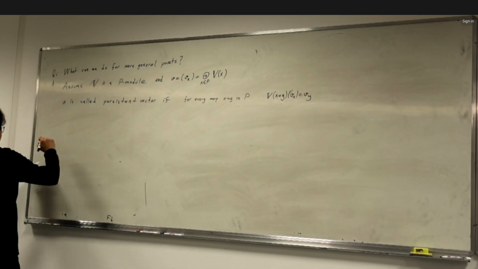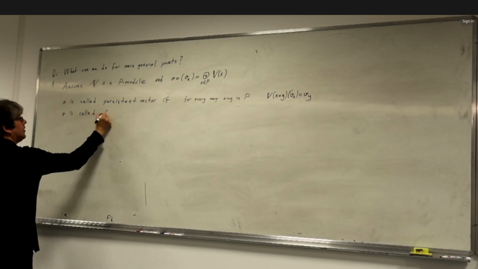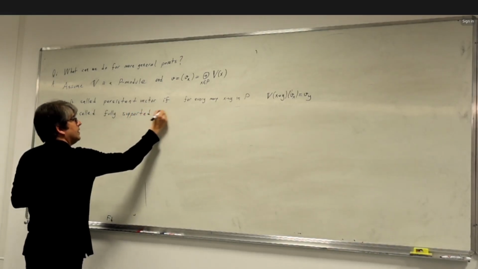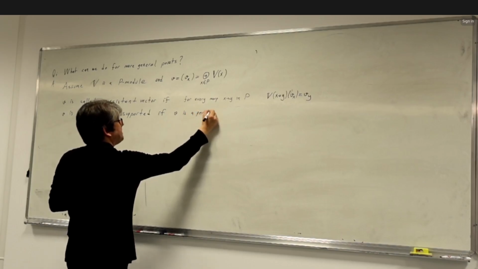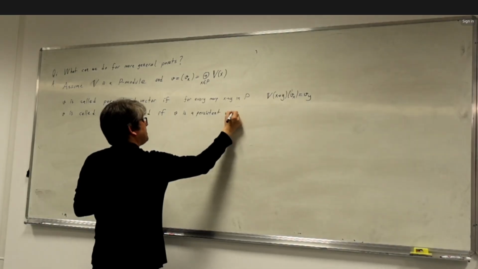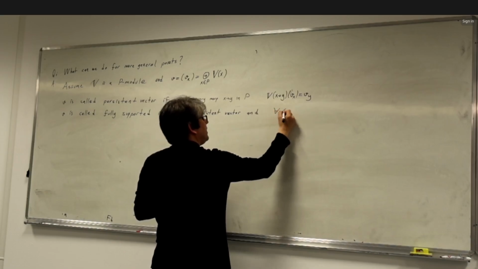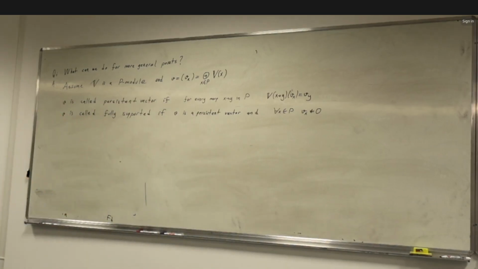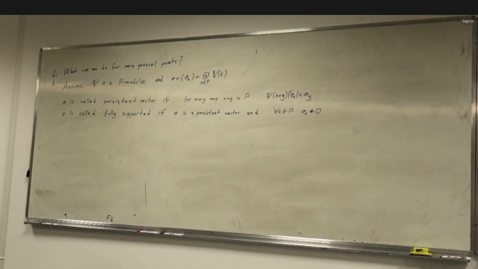And v will be called fully supported if v is a persistent vector, and moreover, for every x in P, v_x is non-zero. So if each component is non-zero, then you say it's fully supported.